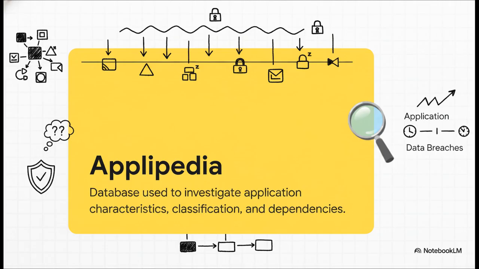And fueling all of this intelligence is Applipedia. Think of it as a massive encyclopedia for network traffic. If Joe suddenly starts using some brand new app and you have no idea what it is, you don't need to spend hours Googling it. You just punch it into Applipedia. It shows you the characteristics, its history of data breaches, and any underlying dependencies it might have. It's a real game changer for investigating compliance.